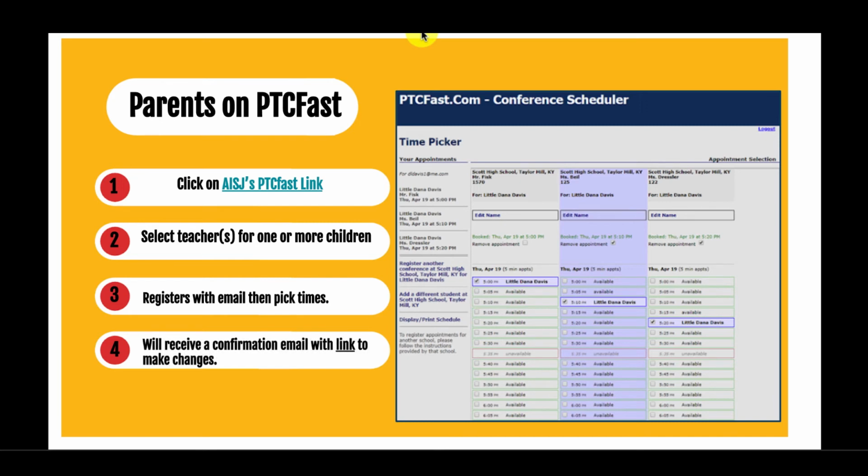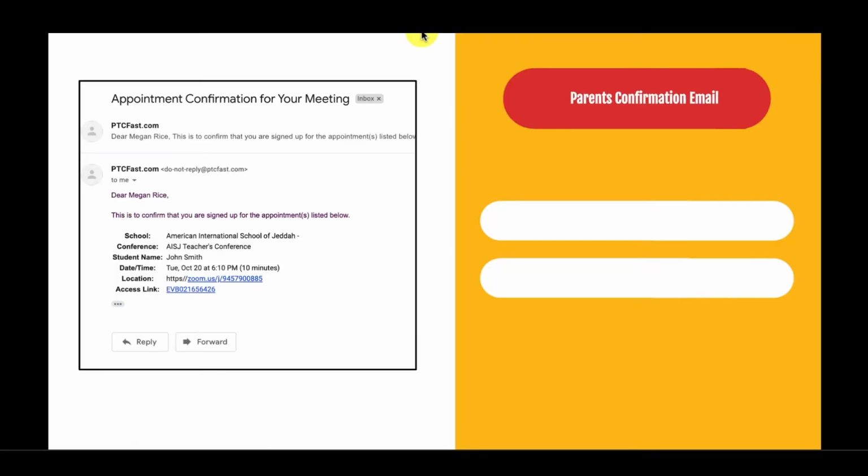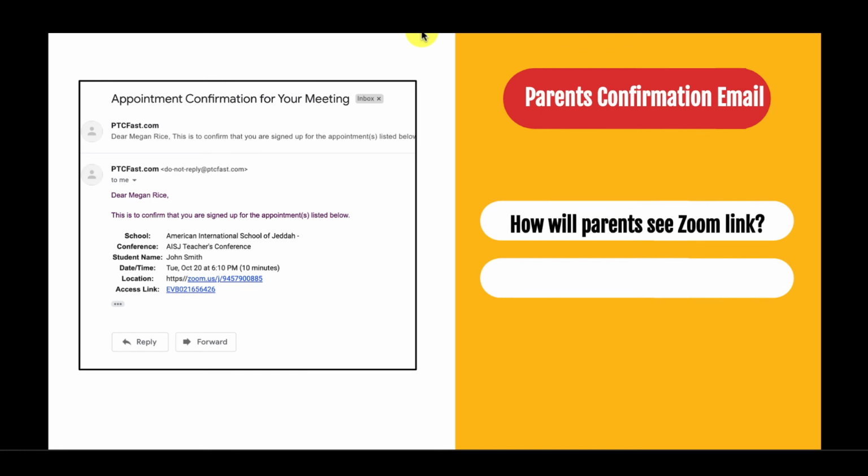When they complete the registration, they will receive a confirmation email with a link to make any changes, just like you have your link in your email as well. The parents' confirmation email will look like this. And as you see here, it has information about the conference that they signed up for, the student that they chose for that conference, the date and the time, and also you could see that there is the Zoom link that is right in the location. That is what you have set up on your side as a teacher.